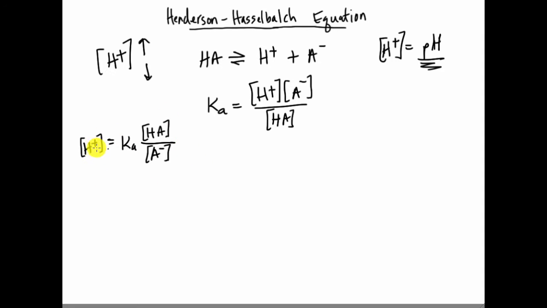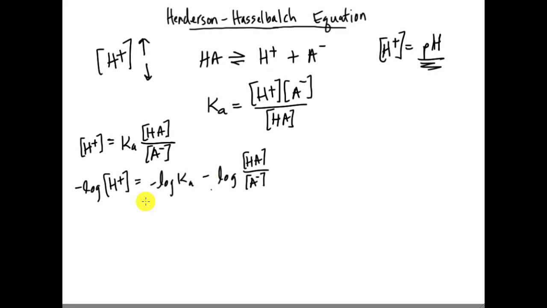Now, another useful thing that we can do is take the negative log of both sides. Because we don't really care about the hydrogen, we're mostly looking at pHs. So if I take the negative log of both sides of the equation, what I would end up with is Ka minus the negative log of HA. I'm using some properties of logs. If you don't remember your log properties, don't worry about it. You don't need to know. I'm just deriving an equation here for you.